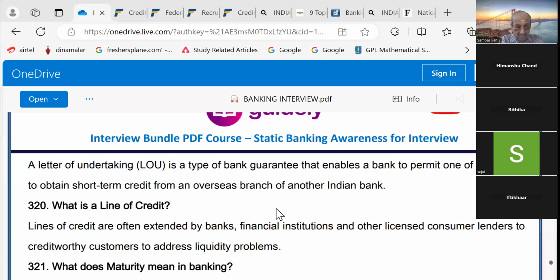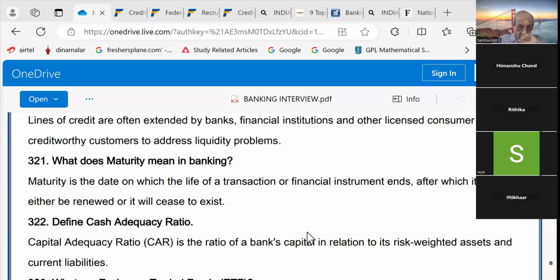What is line of credit? Credit lines are often extended by banks, financial institutions, and other licensed consumer lenders to credit-worthy customers to address liquidity problems. What does maturity mean in banking? Maturity is the date on which the life of a transaction or financial instrument ends, after which it must either be renewed or it will cease to exist.